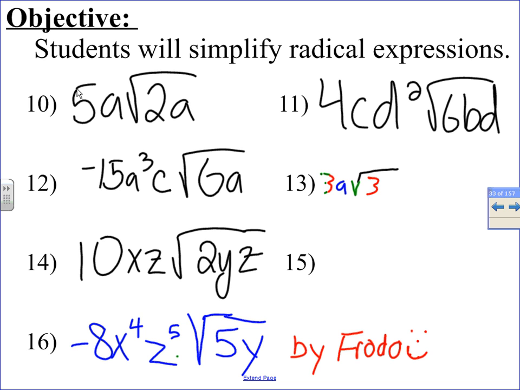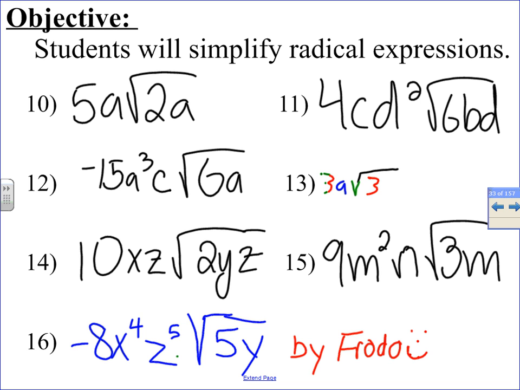Oh, that's an N. So it should be 9m squared n square root of 3m. Okay, 16. Negative 8. Y to the 4th, you mean? That should have been a y. Negative 8y to the 4th, z to the 5th, square root of 5y. Perfect. Besides not reading your writing, Frodo, perfect.